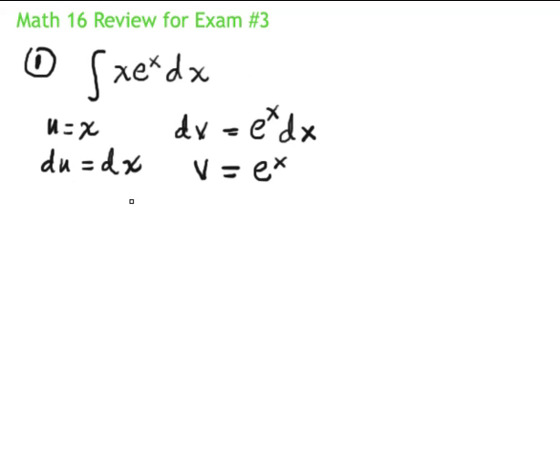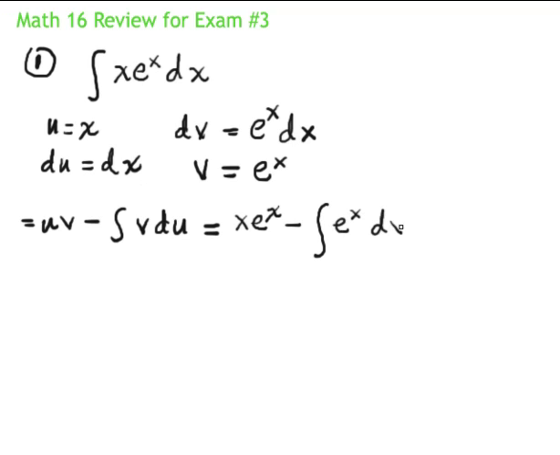And now the integration by parts formula says that this integral is equal to uv minus the integral of v du. Okay, so after we choose u and dv, which we did, we chose u as x and dv e to the x dx, then we fit everything into this formula. So we have uv, that's this, x e to the x, minus the integral of v du. So this times this, that's e to the x dx.